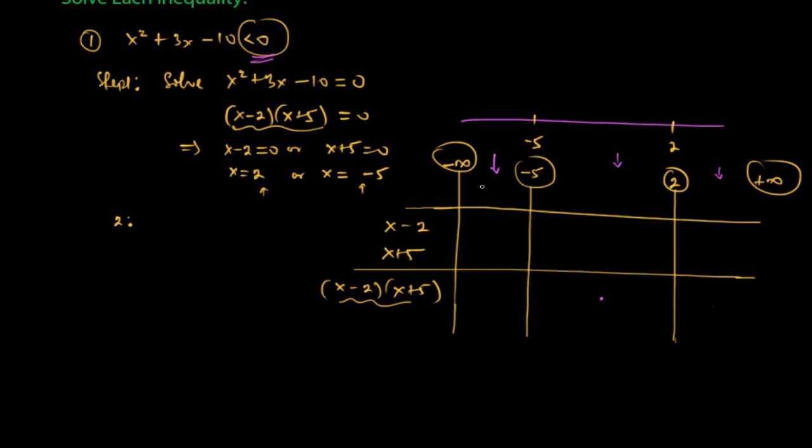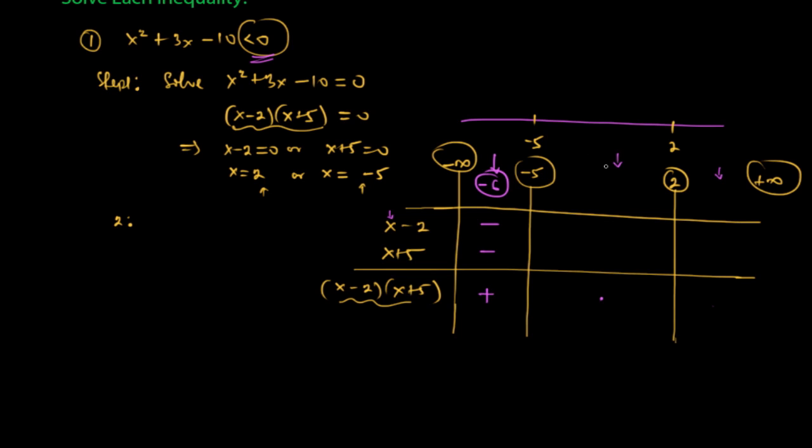To do that, you could pick any number between negative infinity and negative 5. Let me pick, let's say, negative 6. It lies between negative 5 and negative infinity. So negative 6 minus 2 is negative 8, so I obtain a negative number here. Negative 6 plus 5 is also a negative number, and then what we have here is the product of the two of them, x minus 2 and x plus 5. The product of their signs, negative times negative, gives a positive number.